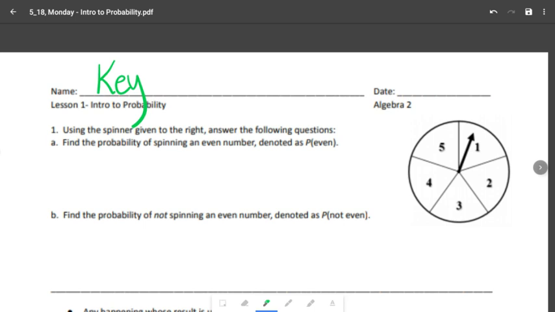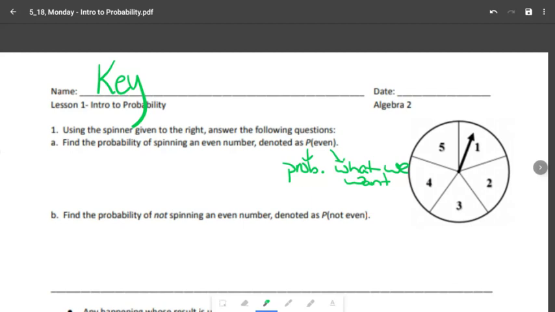So number 1 says using the spinner given to the right, answer the following questions. Part A, find the probability of spinning an even number. And we show that as P parenthesis even. So this P means the probability, and even is what we want. It is the probability of what we want. So probability of getting an even.